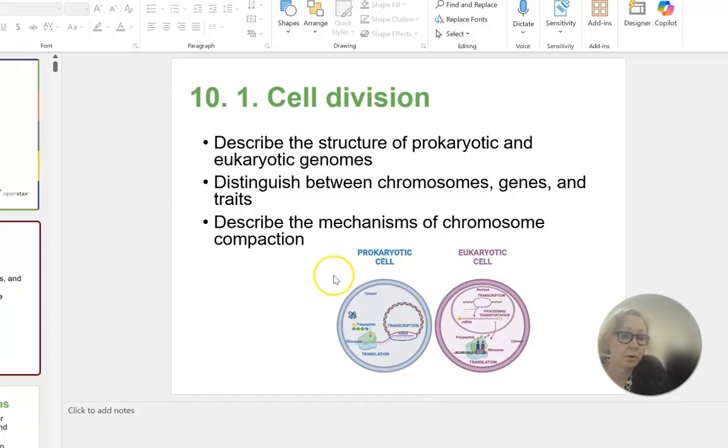Okay, so just a reminder, prokaryotic cells, eukaryotic cells. When we're talking about cell division, this is going to be a lot easier in prokaryotes. We don't have a nucleus. We don't have all the business separated. It's all just at once.